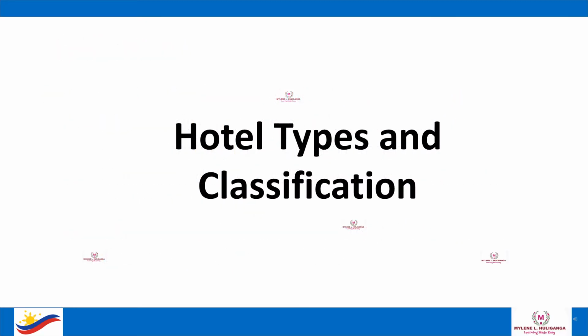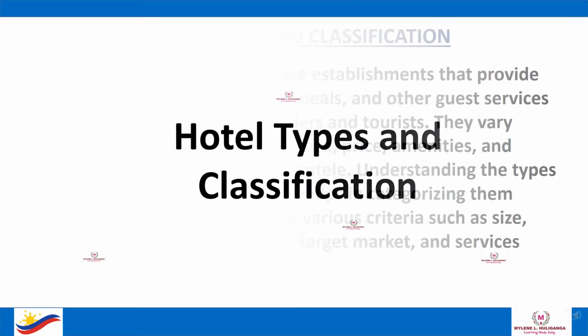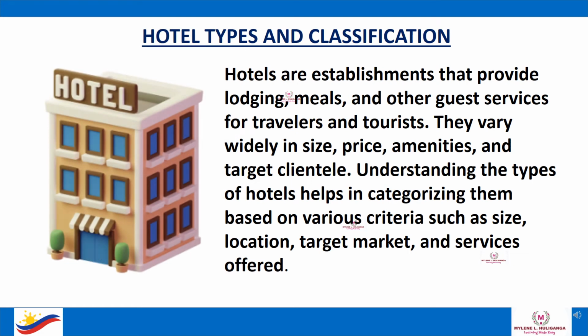Hotel types and classification. Hotels are establishments that provide lodging, meals, and other guest services for travelers and tourists. They vary widely in size, price, amenities, and target clientele. Understanding the types of hotels helps in categorizing them based on various criteria such as size, location, target market, and services offered.